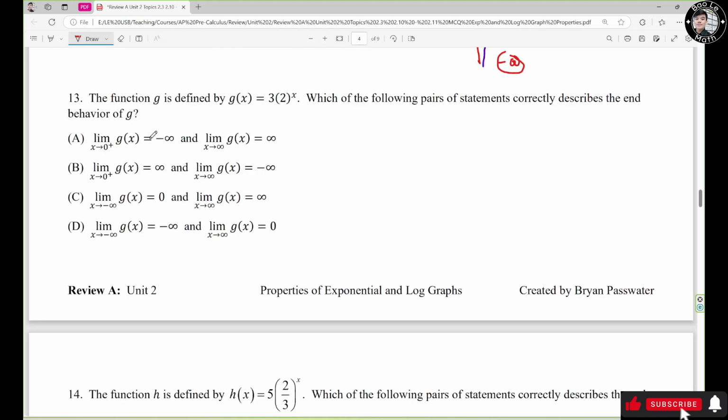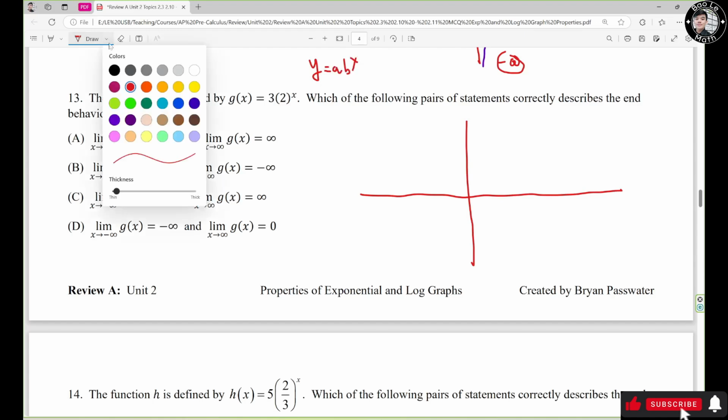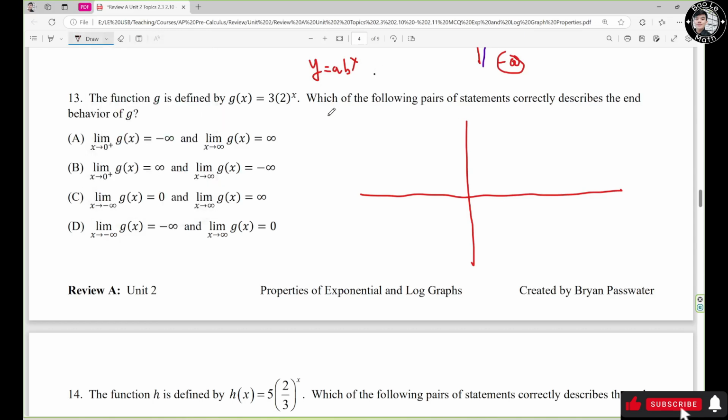Now let's move on to question 13. The function g is defined by g of s equals 3 times 2 to the s. Which of the following pairs of statements correctly describe the end behavior of g? Alright, so we need to get this one first, right? So we know that the exponential function is going to be y equals a times b to the s, right? If b is greater than 1, it's going to be exponential growth, right? So in this situation, b equals 2, right? It's going to be exponential growth. So it could be something like this, right?